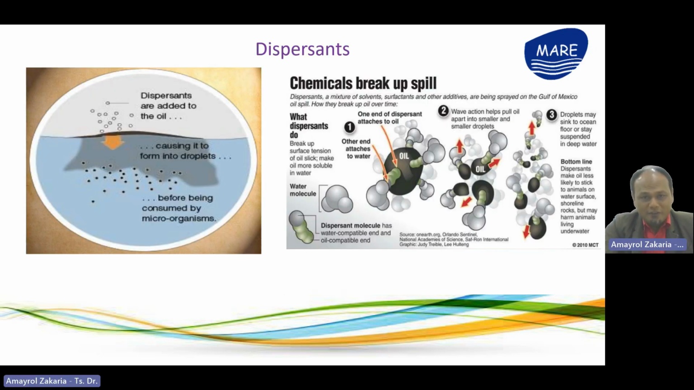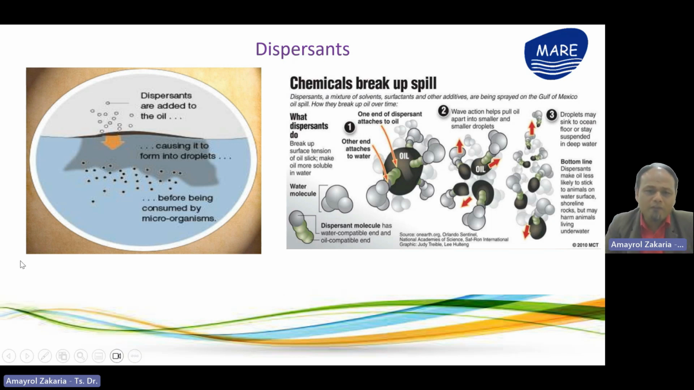And how will the dispersants work, how do the dispersants break the oil spill into droplets or small molecules here? All right, dispersants are added to the oil. You can use any kind of method. We can apply them manually from a ship. We can use aircraft or a helicopter, and we can spray the dispersant down onto the surface of the water.